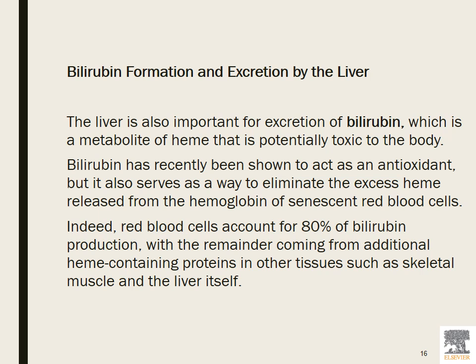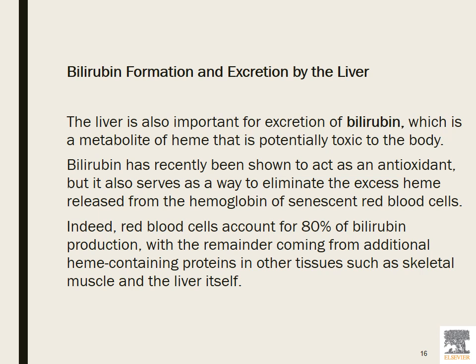Bilirubin formation and excretion by the liver. This is another story of the liver, one of its most important functions. The liver is also important for excretion of bilirubin, which is a metabolite of heme that is potentially toxic to the body. Bilirubin has recently been shown to act as an antioxidant, but it also serves as a way to eliminate the excess heme released from the hemoglobin of senescent, or old, red blood cells.